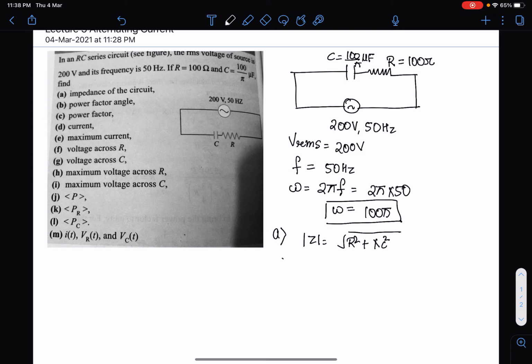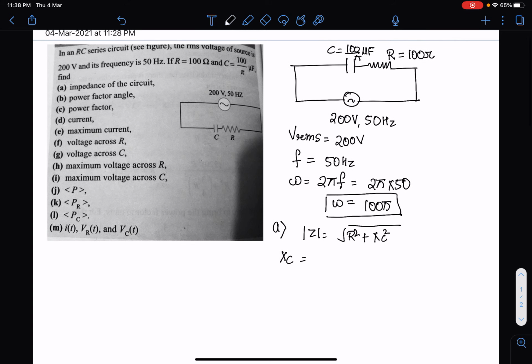So let's calculate XC. We know capacitive reactance XC is nothing but 1 by C omega. So write 1 by C omega. So 1 divided by C. C is the capacitance and it is given as 100 by pi microfarad. So 100 divided by pi, so pi will go to the numerator here, and it is microfarad, meaning you have to multiply by 10 to the power minus 6 to convert this into farad, into omega, and omega we have already calculated as 2 pi f, so it is 100 pi.